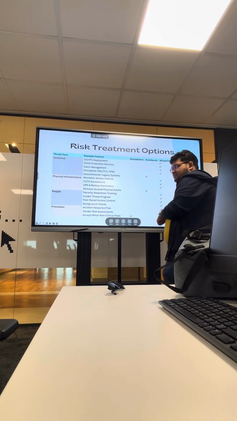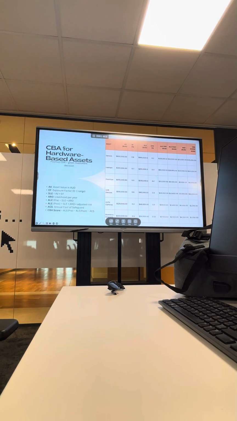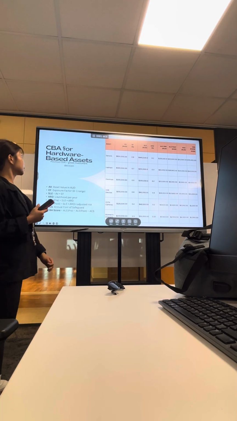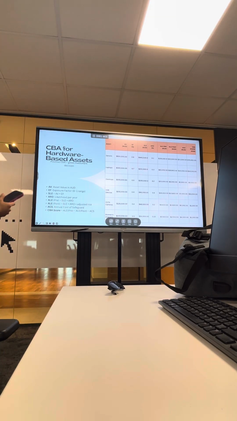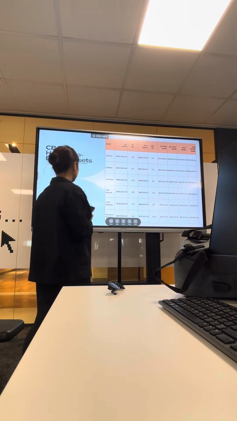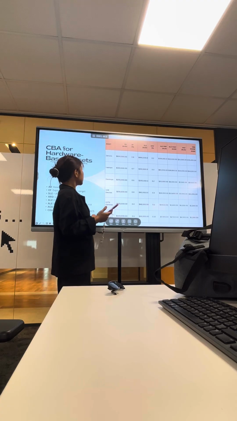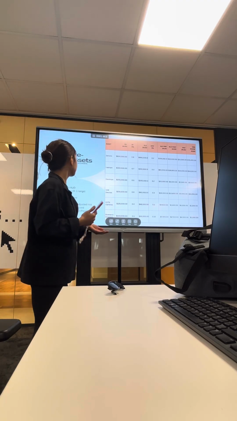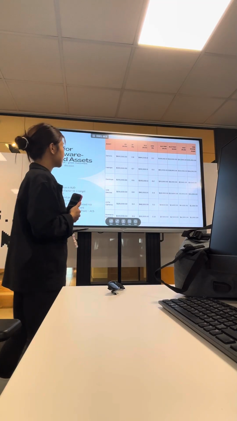Next slide, please. Okay. So, taking into consideration the assets we have identified, we have also developed a cost-benefit analysis. Here in front of you is an example for all the hardware-based assets of Cyber Sentinel Incorporated. So, to put it simply, the positive CBA basically means a good investment decision.